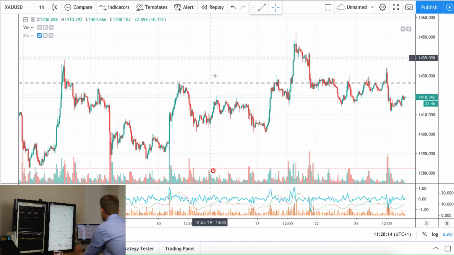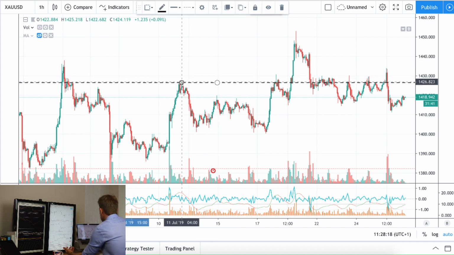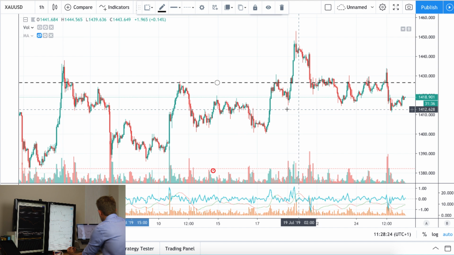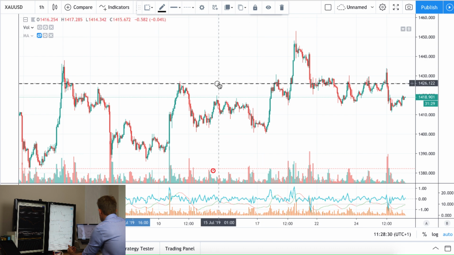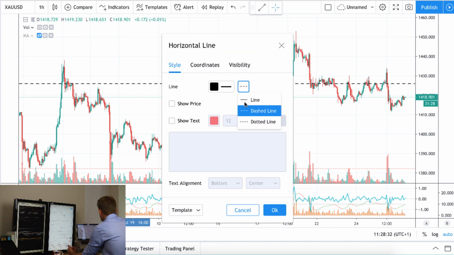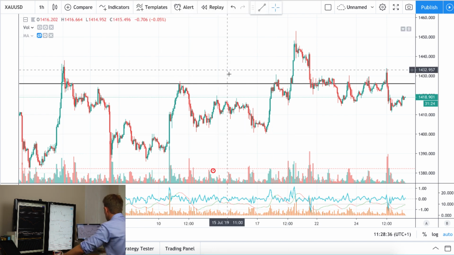So we've got a resistance here, and we come up to the resistance, and very often we want to fade the resistance, right? And yes, we get away with it a lot of the time, and there's opportunity there. But very often we're going to get caught in something like this. Okay, so we've got our black line. Let's just make it solid so we can see it a bit better. I do know why I've got it dashed on, because I often use those for alert lines.